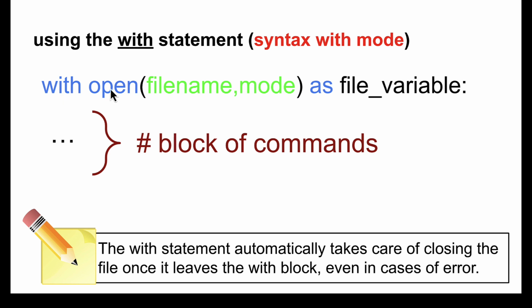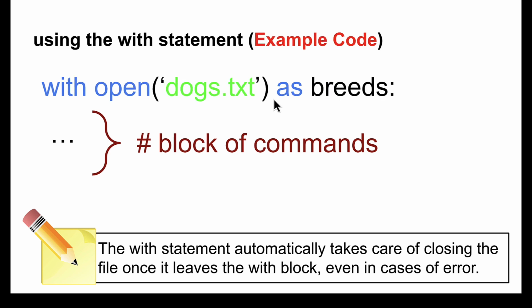So we have with open, file name, and then we have our different modes. So we could also specify the different mode types. And here is an example. So we have with open dogs.txt as breeds. So this entire component here, we're opening it up and assigning it to a value called breeds, and then we're going to execute whatever our block of code.